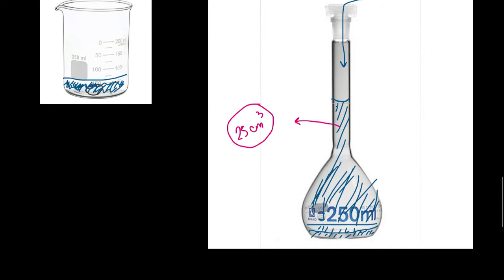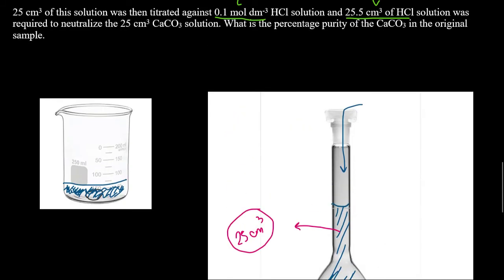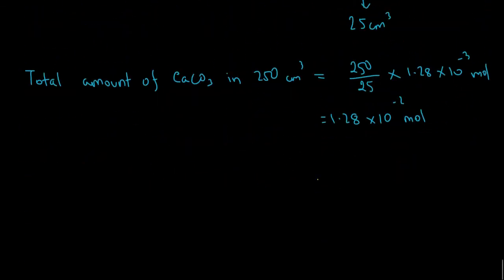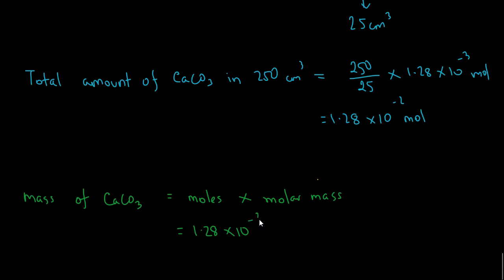So where did this calcium carbonate come from? From the original sample, the solid sample, right? So what I'm going to do now is figure out the mass of that. So this is just calcium carbonate. The impurities are not reacting with HCl. So the mass of calcium carbonate is going to be moles times molar mass. So the moles is 1.28 times 10 to the power minus 2 mole times the molar mass of calcium carbonate, which is just going to be 100 grams per mole.